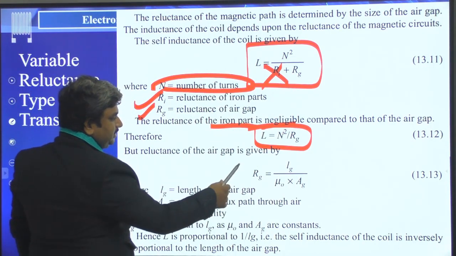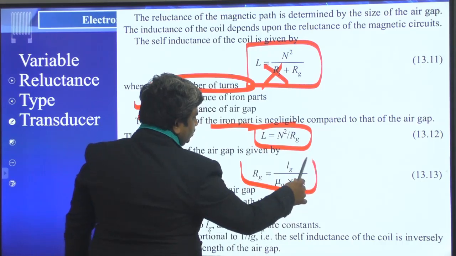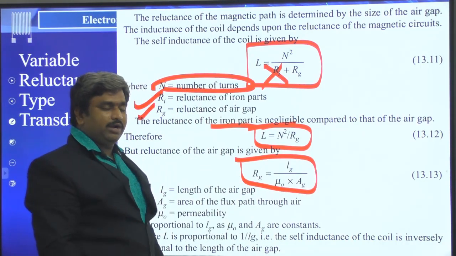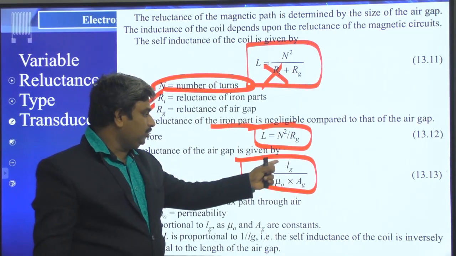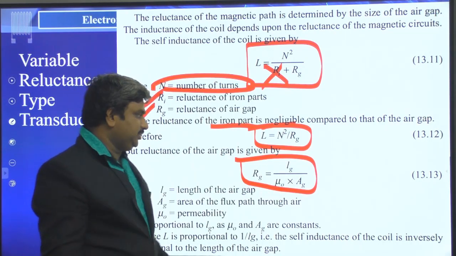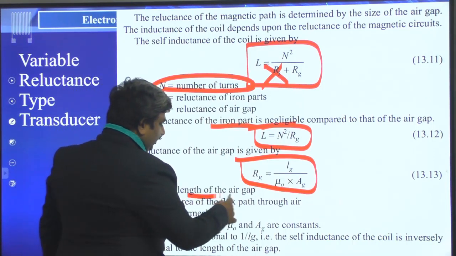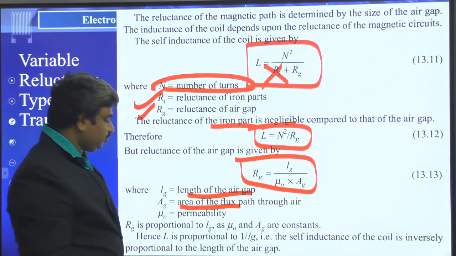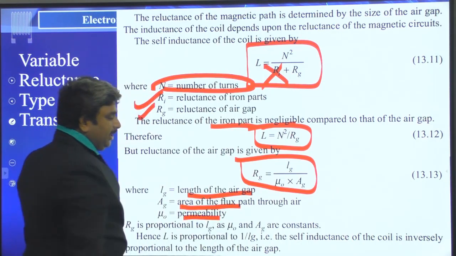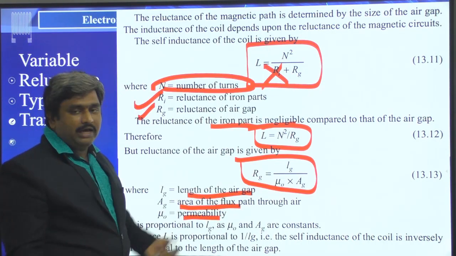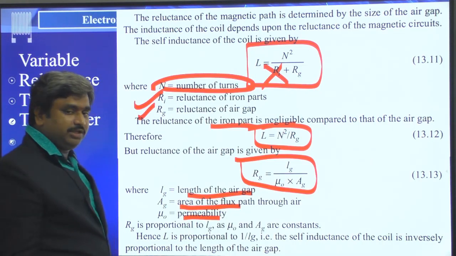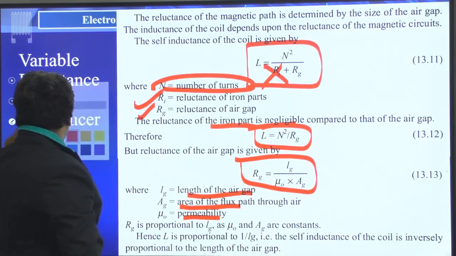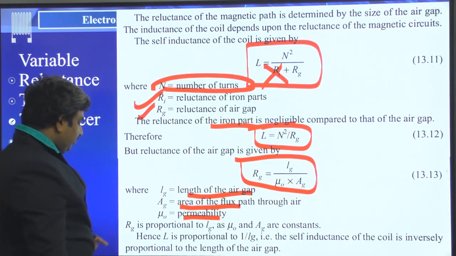The air gap reluctance is given as Rg equal to Lg by mu naught into Ag, where Lg is the length of the air gap, Ag is the area of the flux path through the air, and mu naught is the permeability. So this is the Rg reluctance parameter representation. Here we are taking the air medium as the reluctance parameter. For that reason, these are very important.